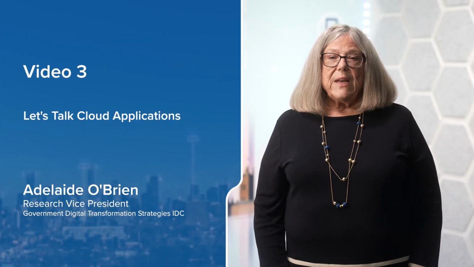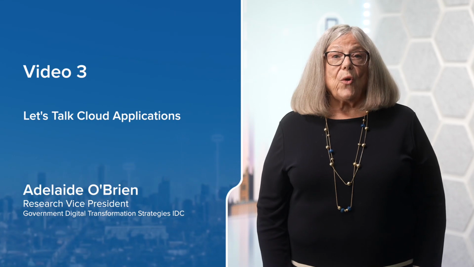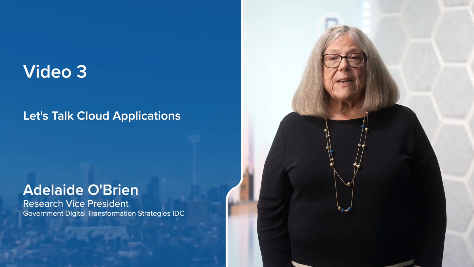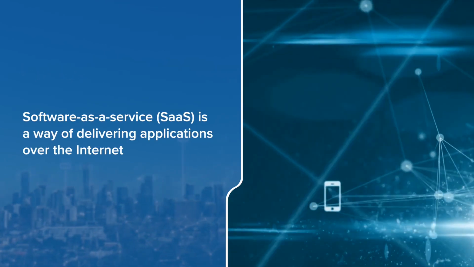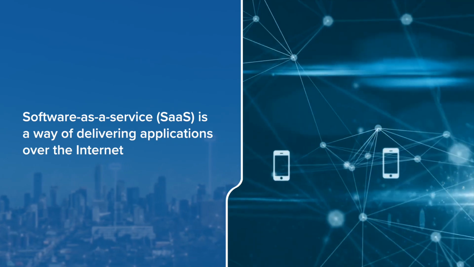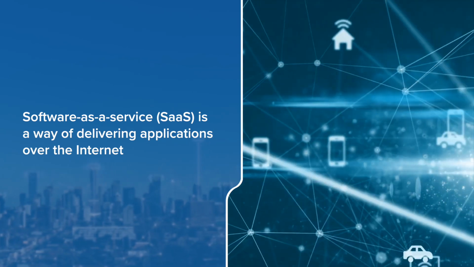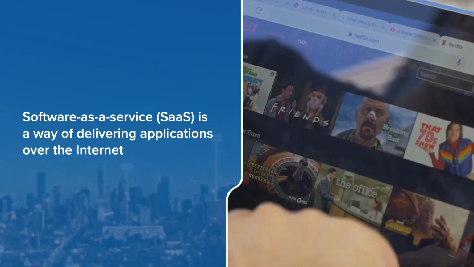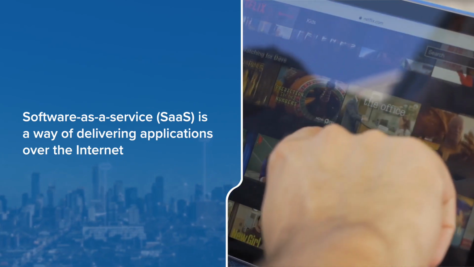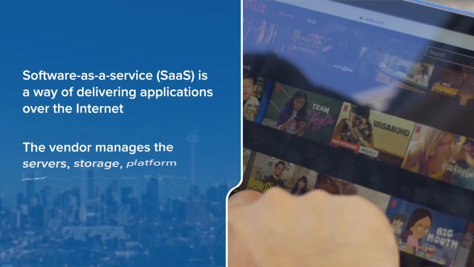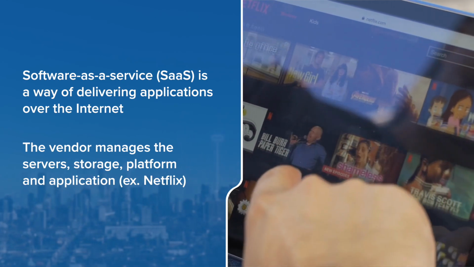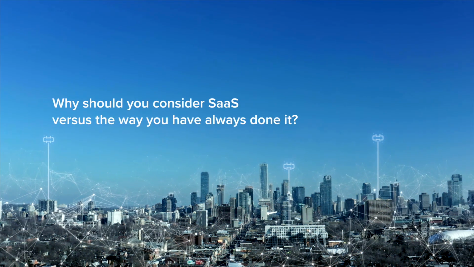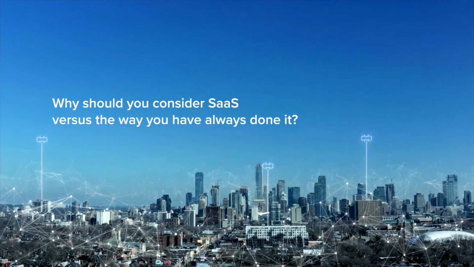This third video continues to define key terms of cloud computing and explains the concept of software as a service. Let's recall that software as a service, or SaaS, is a way of delivering applications over the internet as a service. If you remember from video 2, in SaaS, as compared to on-premise applications, the vendor manages the servers, storage, platform, and application. Why should you consider SaaS versus the way you have always done it?